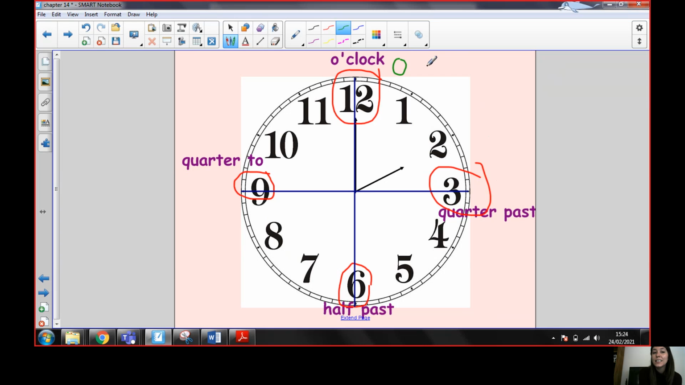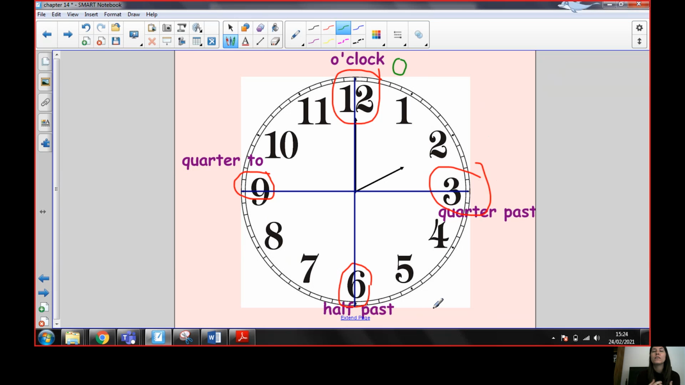If you thought there were 60 minutes in an entire hour, you would be correct. It takes 60 minutes for a minute hand to get from the 12 all the way back around to the 12 again. 60 whole minutes makes 1 hour. So if there were 60 minutes in 1 hour, how many minutes would be in half of an hour? So we need to find half of 60.